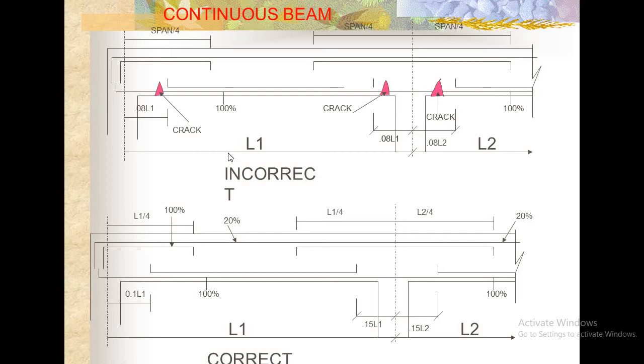If you are doing it like this one, there is a chance to have some cracks very near to the beam support, very near to the support. There is a chance to have cracks like this one. This is the incorrect method. Don't follow this type of reinforcement alignment. This is the correct method to provide the reinforcement in the column beam junction.